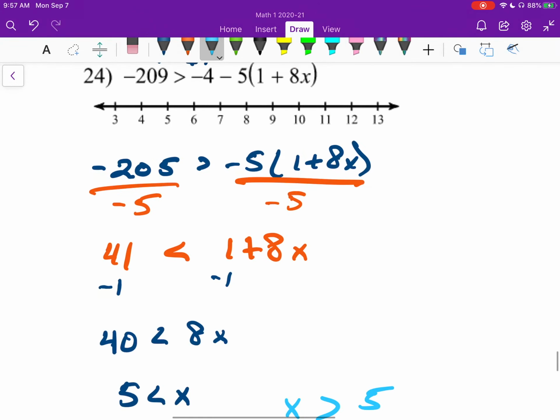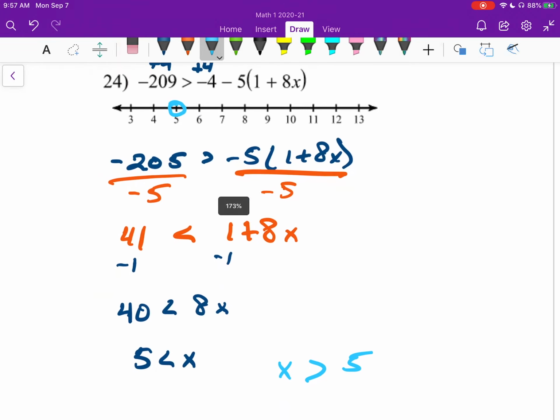We can put an open circle on the 5, right? Open because there's not a line underneath it. X is bigger. Yes, x is bigger than 5. So like 6 is bigger than 5, so it shades this way towards the bigger numbers.